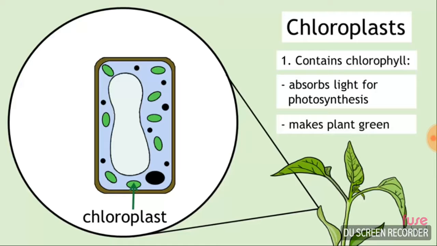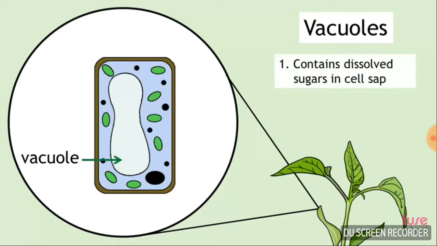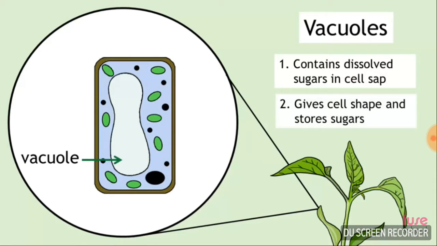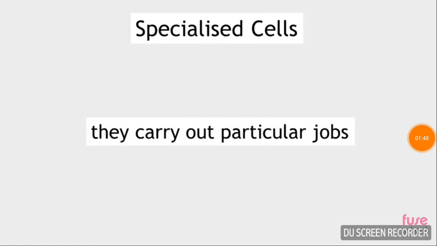Finally, plant cells also contain structures known as vacuoles. These are filled with a watery substance which contains dissolved sugars called cell sap. The role of the vacuole is to provide support for the cell shape and to store. They are able to carry out particular jobs.